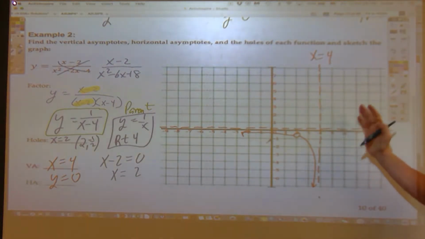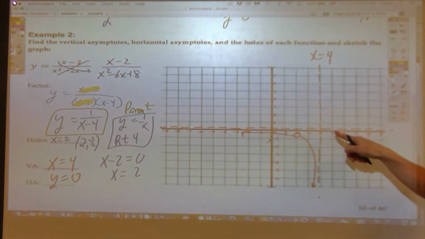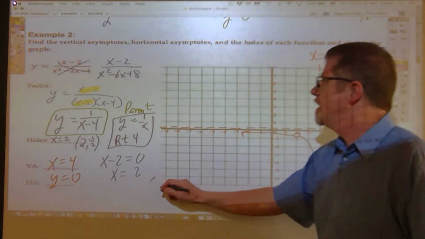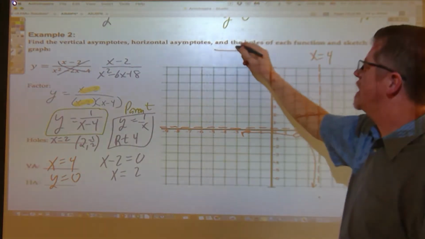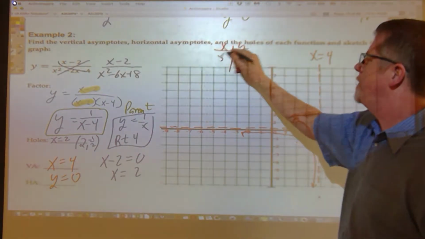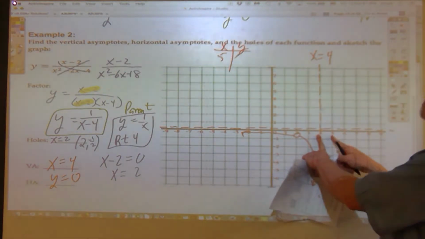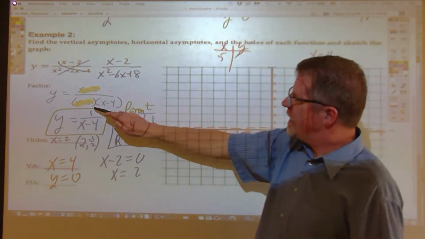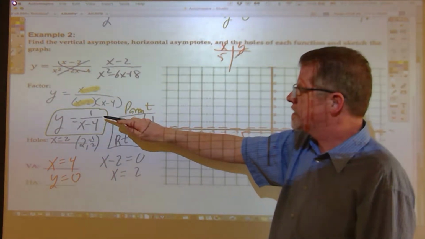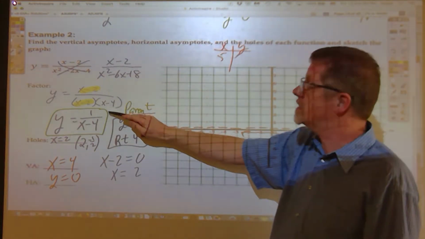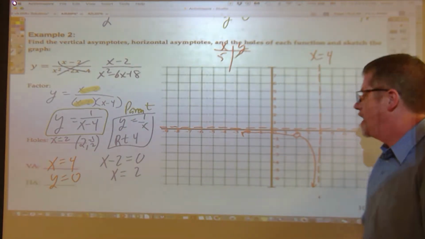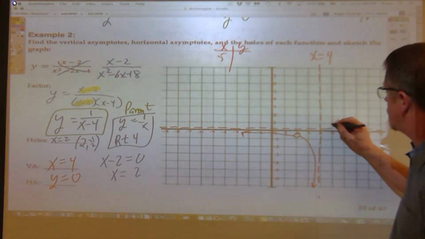If you want to know what's going on over on the right-hand side, let's put in numbers like 5 or 6. So let's set up a little XY table where we're curious about golf ball 5, just one number to the right of the vertical asymptote. When you put a 5 in for x into this simplified version, it's a good thing we wrote this down in the green box. We get 1 over 5 minus 4. It's 1 over 1. Golf ball 5 goes up to 1.